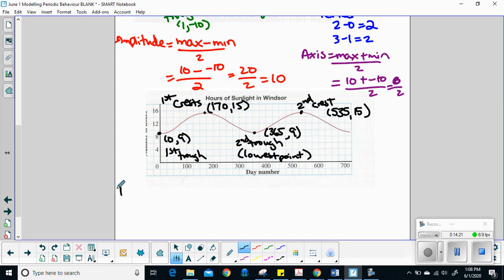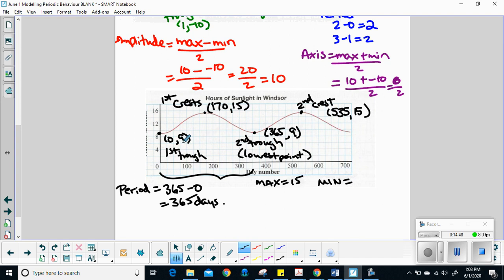Let's figure things out. So the period, I'd say maybe from here to here is my easiest points to read. So that would be from 365 minus 0. So it's 365 days. That makes sense. It's a year. My maximum value is my y value. So that would be 15. So I'm just going to write that out here. My minimum value is going to be the 9. So these are y values.